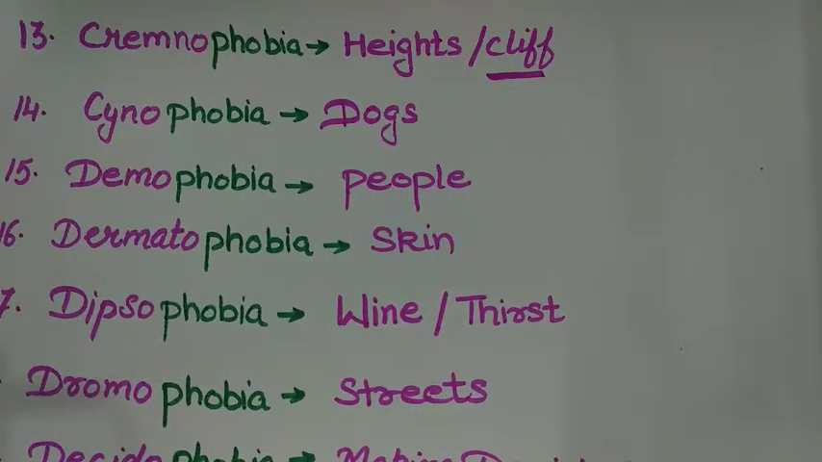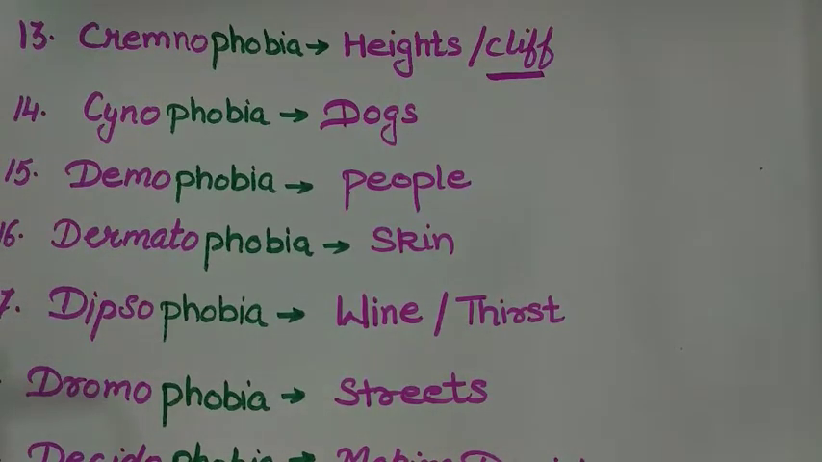Next is cynophobia. That phobia is phobia of dogs. As I have already told you in my past video, ailurophobia is phobia of cats, and cynophobia is phobia of dogs. In such a phobia, those people don't like dogs and don't want to keep a dog as a pet, and they don't want to go to relatives who have dogs as their pet. So such a phobia is called cynophobia.